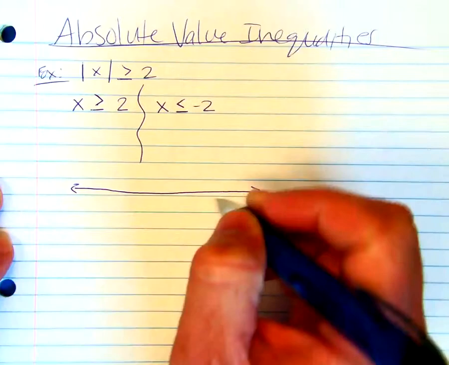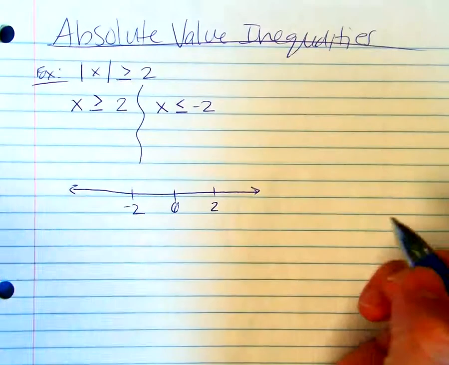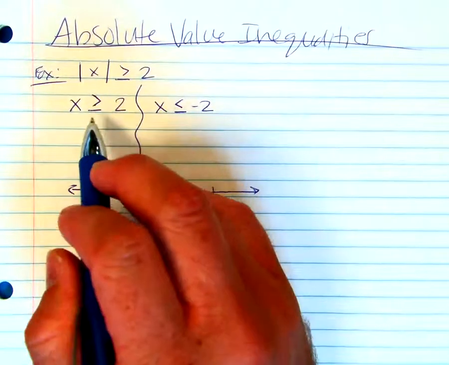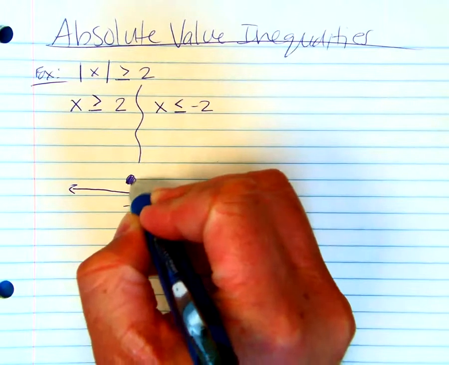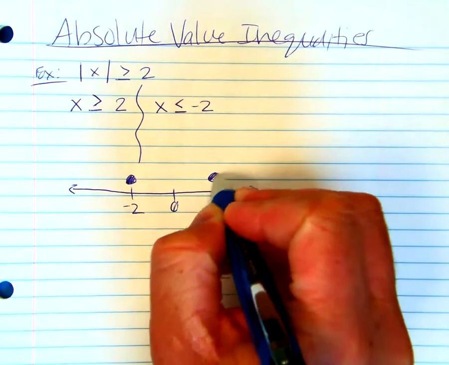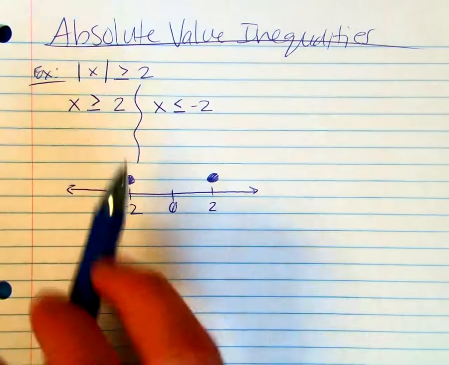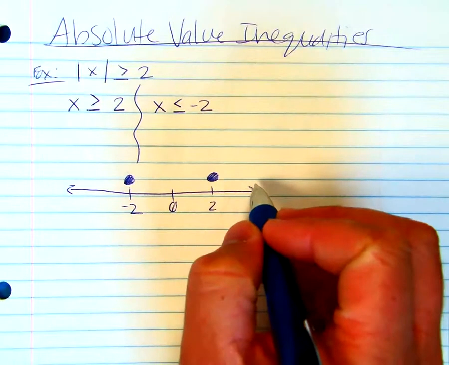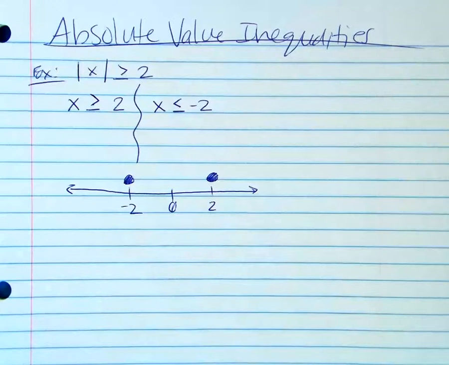Let's go ahead and draw your number line. There's 0, here's 2, here's negative 2. Both of these are underlined, greater than or equal to, less than or equal to, so they will both be solid dots. If it was supposed to be greater than 2, everything would point to the right. If it's supposed to be less than or equal to negative 2, everything will point to the left.